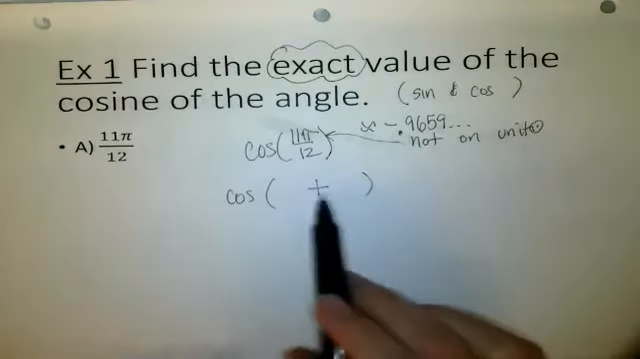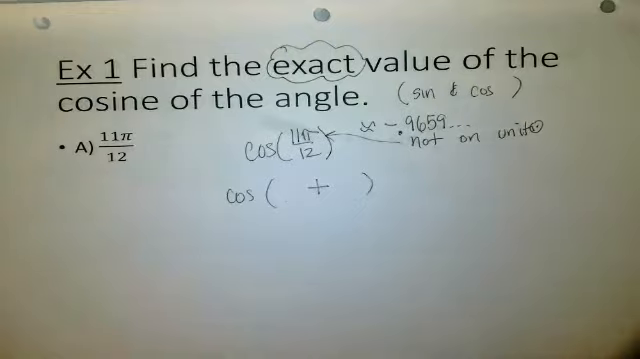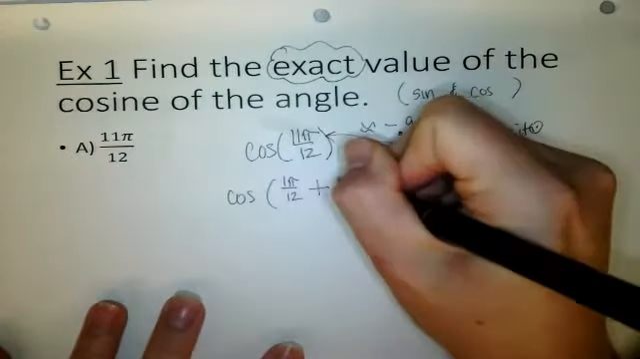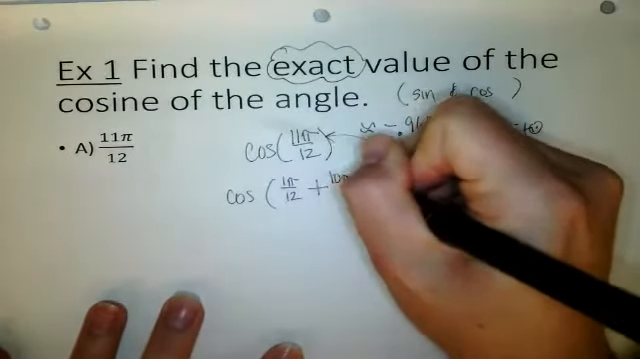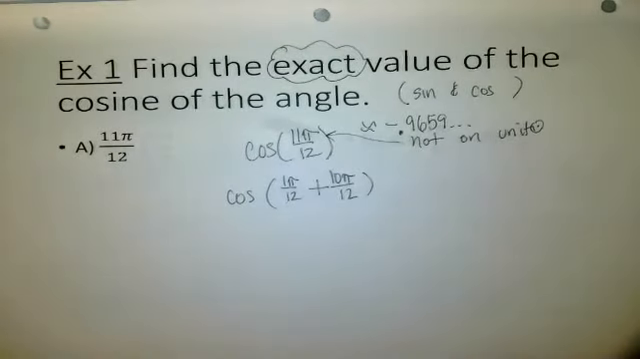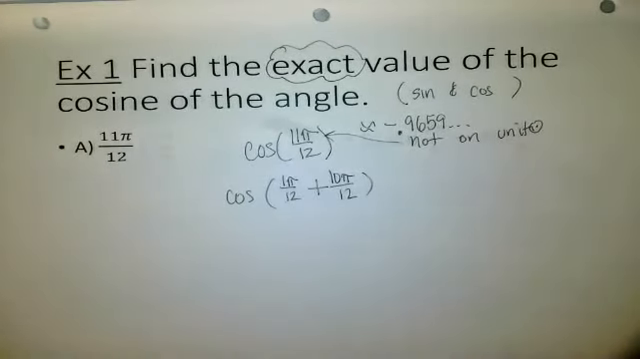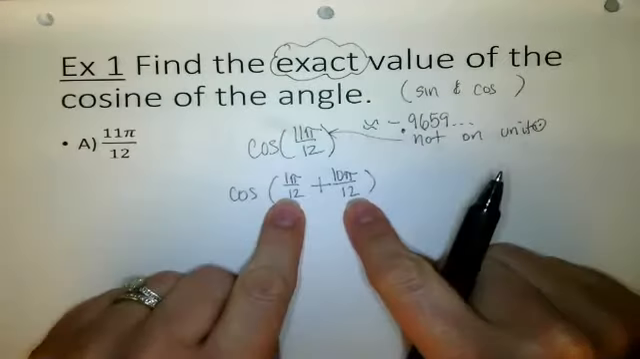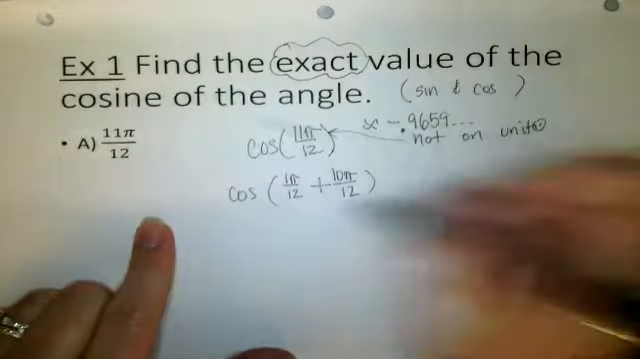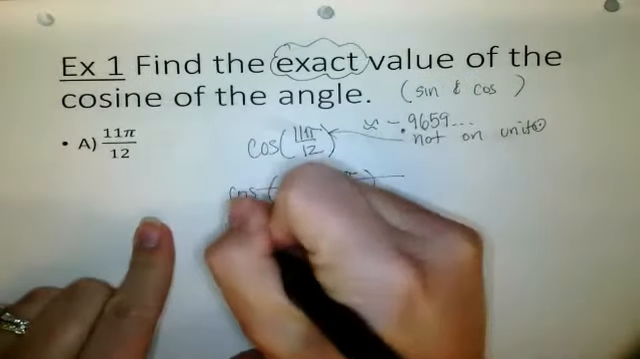So we want to think, what plus what gives us 11 pi over 12? Well, I'll get you started here. 1 pi over 12 plus 10 pi over 12 would give us 11 pi over 12. That's great. But those aren't very helpful, are they? They're not on the unit circle. Okay, all right, attempt number 2.